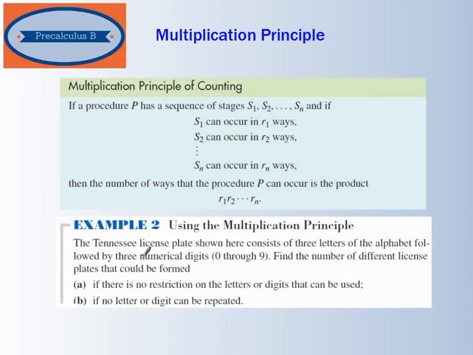So to start off, we have something that we call the multiplication principle of counting. Some procedure has a sequence of stages, stage 1, stage 2, stage 3, all the way up to stage n, some predetermined number of stages where n represents that number. We know that stage 1 can occur in R1 number of ways. So it could be 2, 3, 4, 5, however many different possible ways it could occur. Stage 2 can occur in R2 ways, etc. Stage n can occur in Rn ways. Then the number of ways that the procedure can occur is the product. It's going to be R1 times R2 times R3 all the way to Rn.